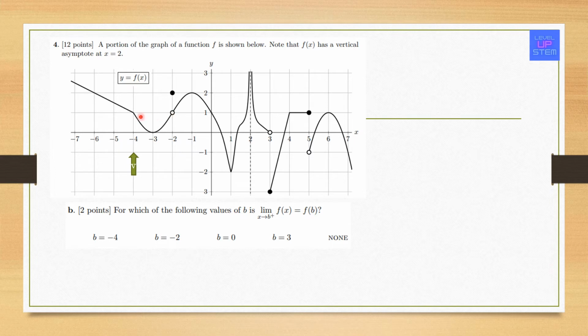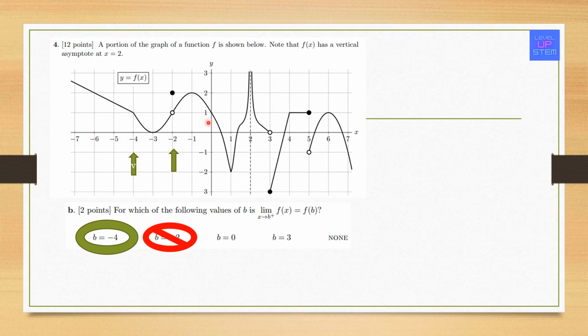F of b is also 1, so because of that, those two things should be equal at b equals -4, and that's one of your answers. For b equals -2, as we come from the positive side, that's 1 again. But f of b is 2, so those two things are not equal at that point. So b equals -2 would not be an answer.